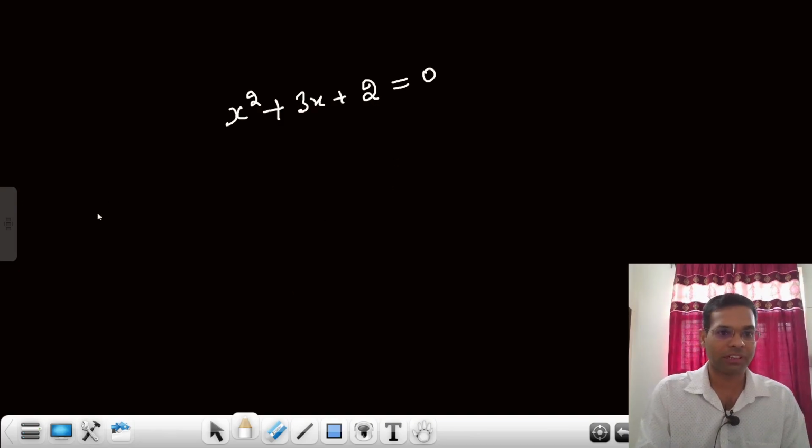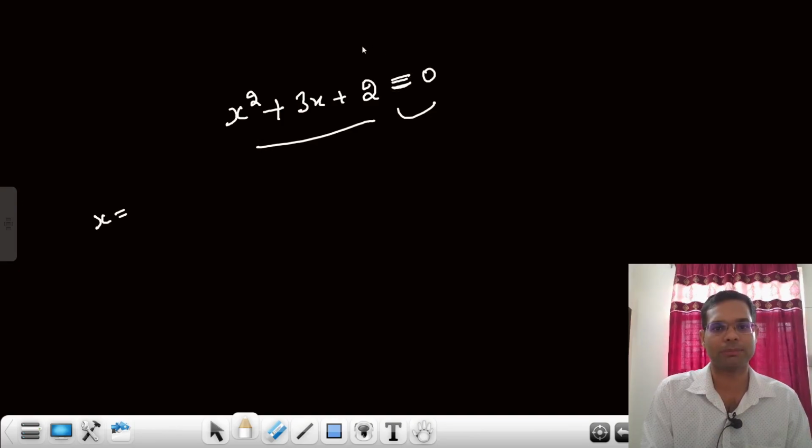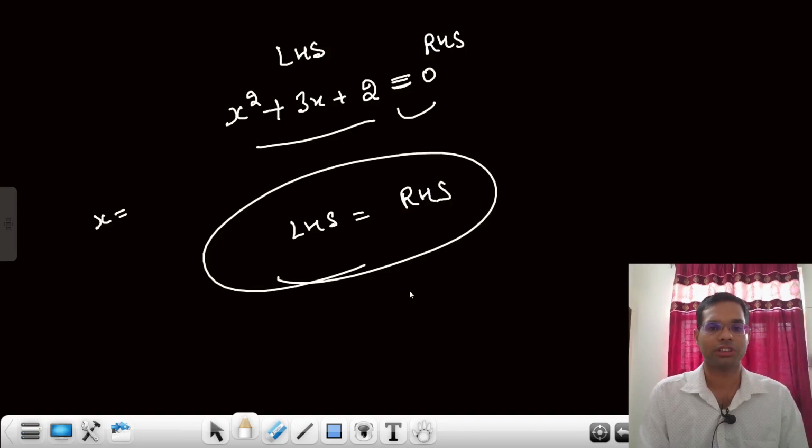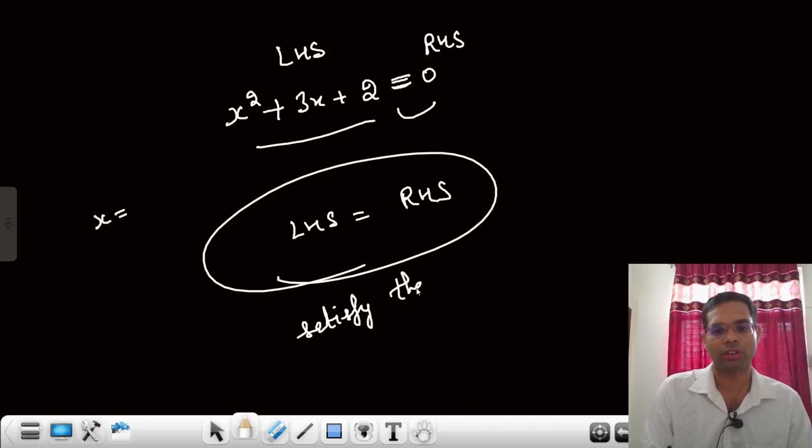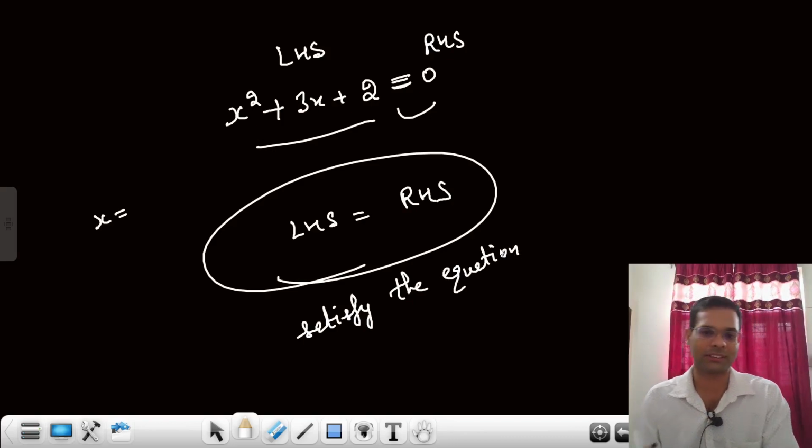The concept will still remain the same. What value of x do I put so that the whole answer becomes 0? This is called the left hand side, and this is called the right hand side. If the left hand side becomes equal to the right hand side, then technically we say it satisfies the equation. For any value of x we put, if the left hand side becomes equal to the right hand side, we say the equation is satisfied.